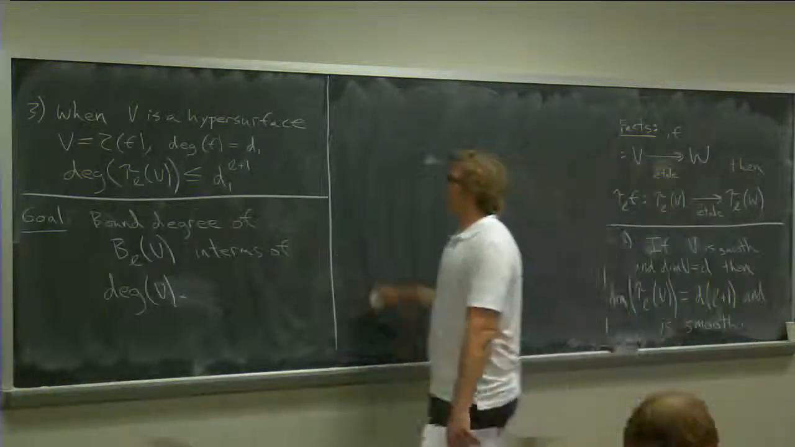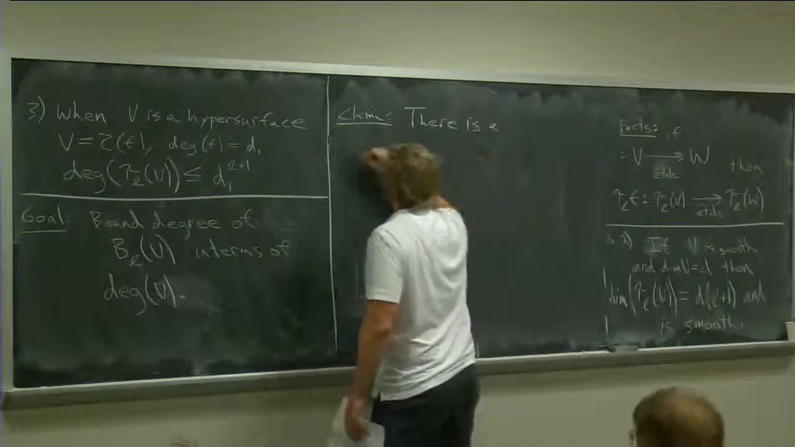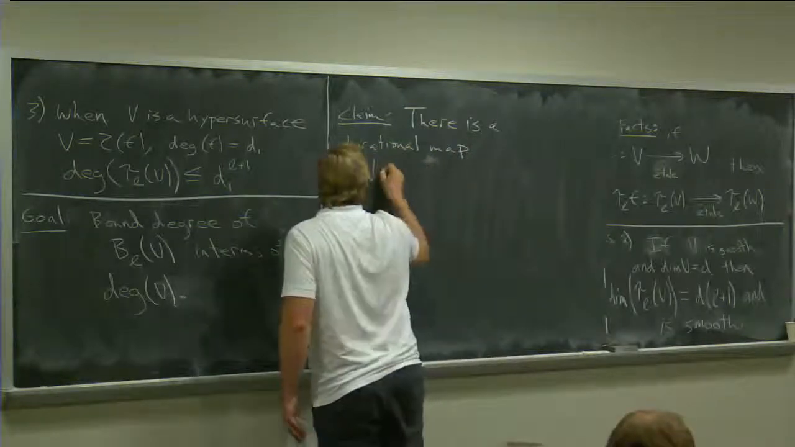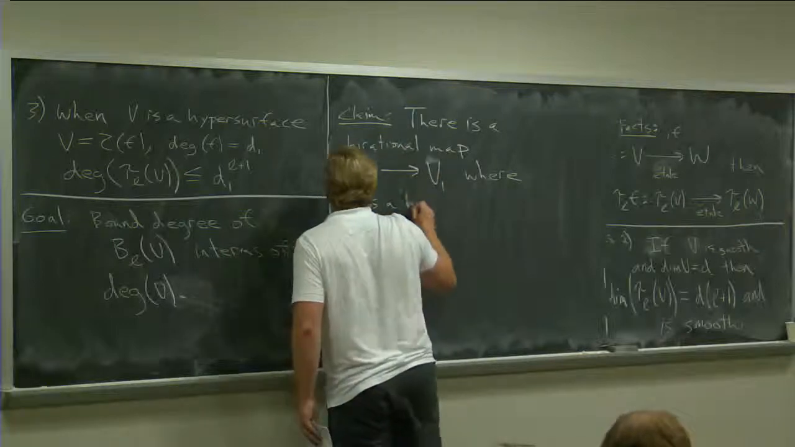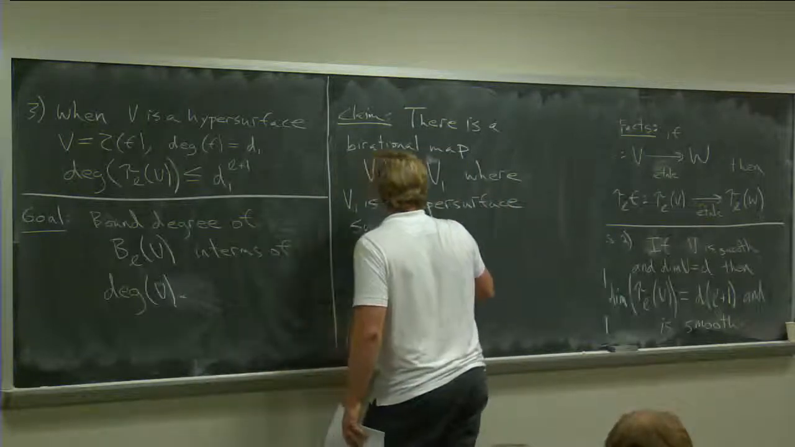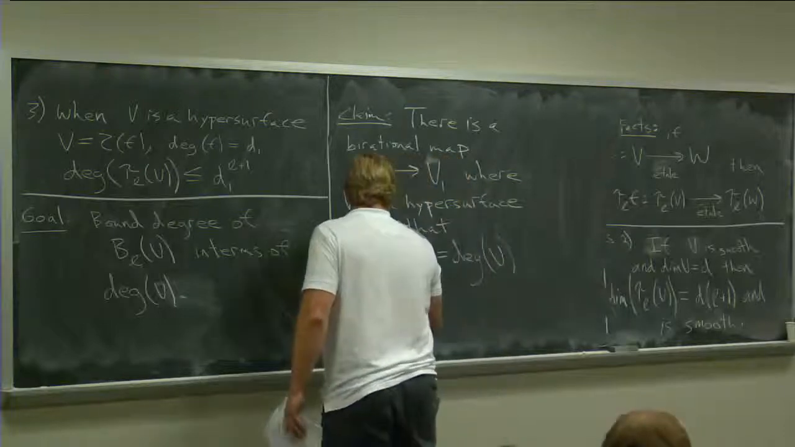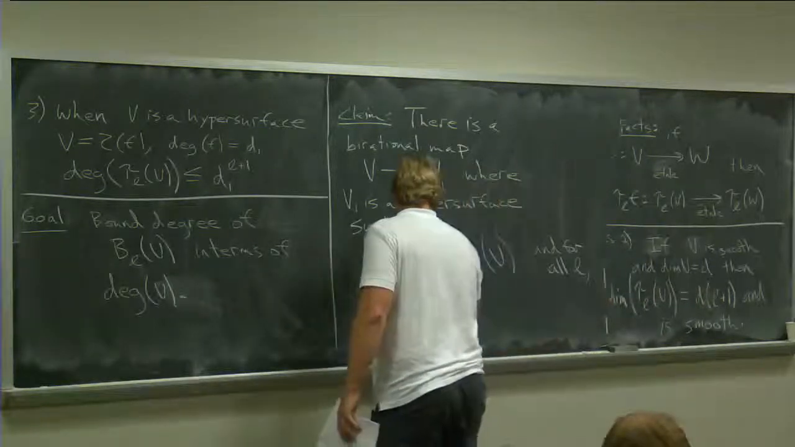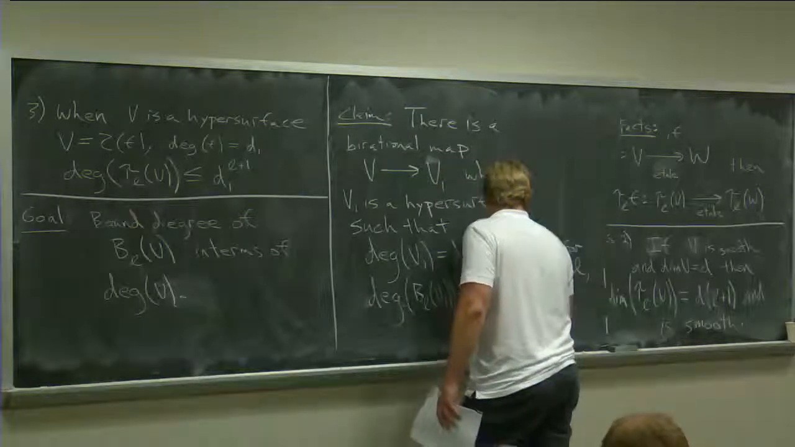So the first claim is there is a birational map from V to some V1 where V1 is a hypersurface such that the degree of V1 equals the degree of V, and for all L, the degree of BL of V1 equals the degree of BL of V.